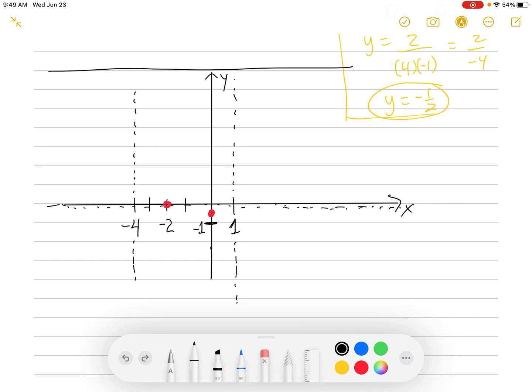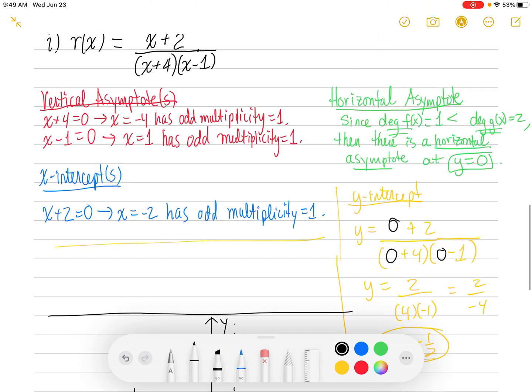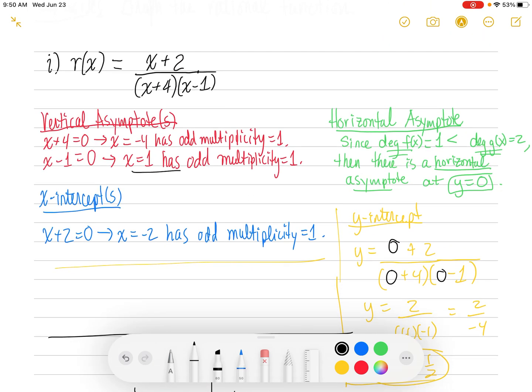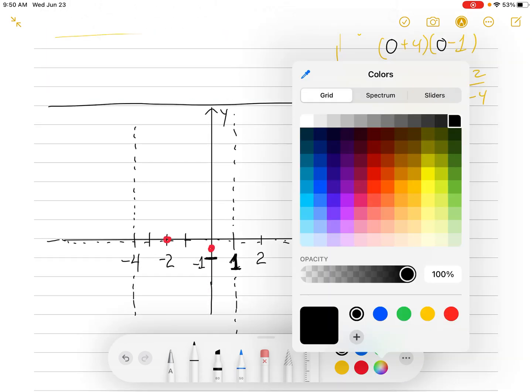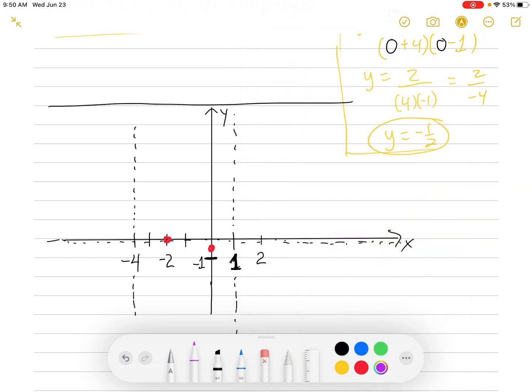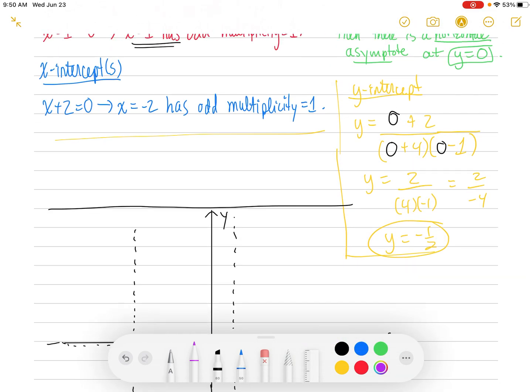So what we're going to do is take a number to the right of our rightmost important place. Our rightmost important place is this vertical asymptote at 1 right here. So let's pick a number along the x-axis just to the right of that. Let's pick 2. I'm taking something to the right of the rightmost important x value, which was 1, our vertical asymptote. So I'm going to pick 2 and do a test point with that. Let's use purple.